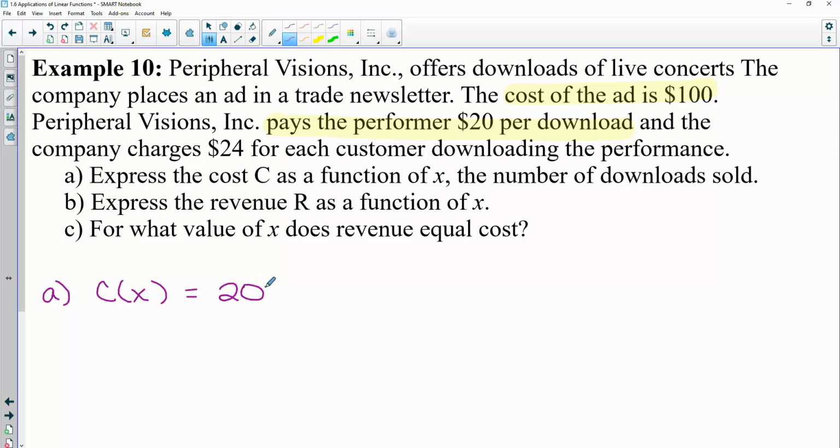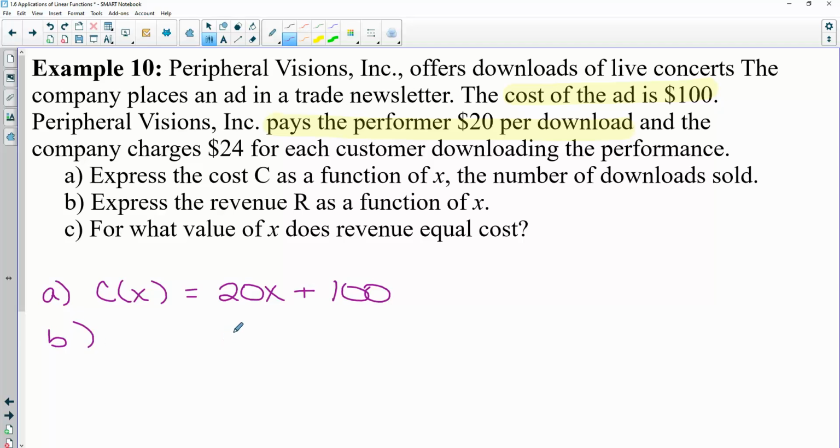20x. Like our slope, y equals mx plus b. So our slope is 20, plus, what is our y-intercept? The one-time fee. So this is just a linear equation, y equals mx plus b. Slope is 20 because we have to pay it every time someone downloads it. We only bought the ad one time, so that's the y-intercept.